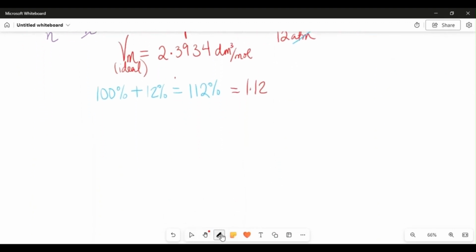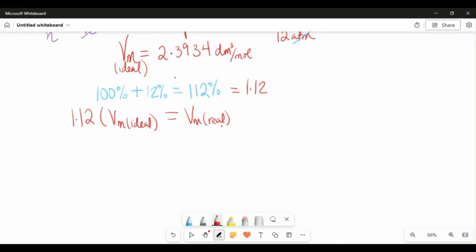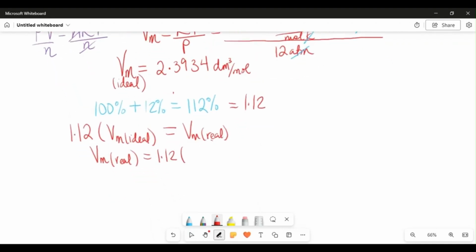So that's just going to be 1.12 times whatever we got the molar volume of the ideal gas to be, which is going to now give us the molar volume of the real gas. If that makes any sense, right? So the molar volume of the real gas is going to be 1.12 times what we've solved, which is 2.3934 dm cubed per mole. You input that in your calculator.